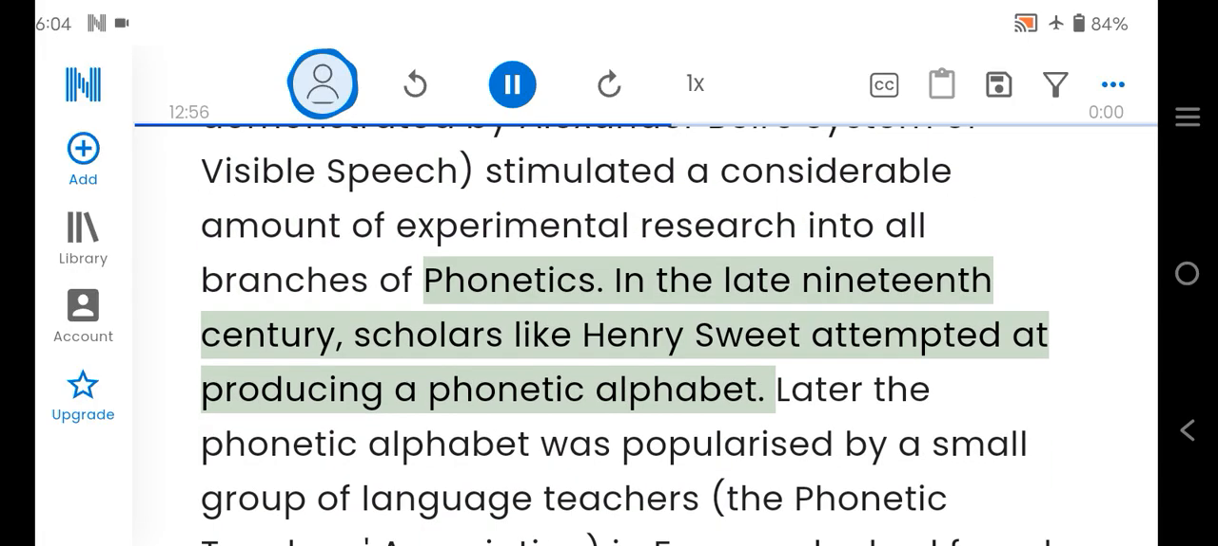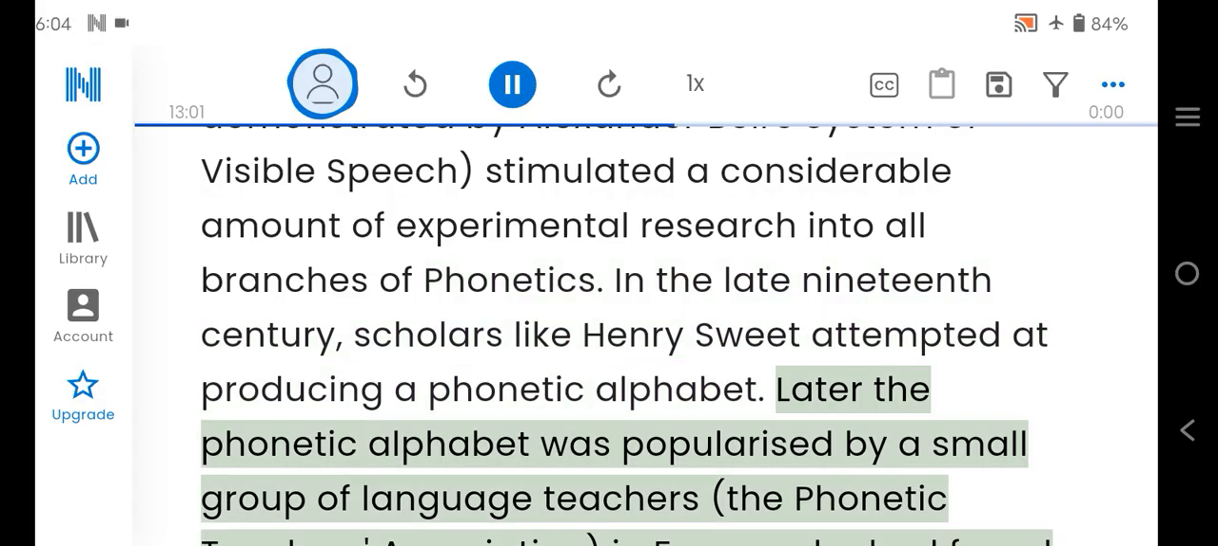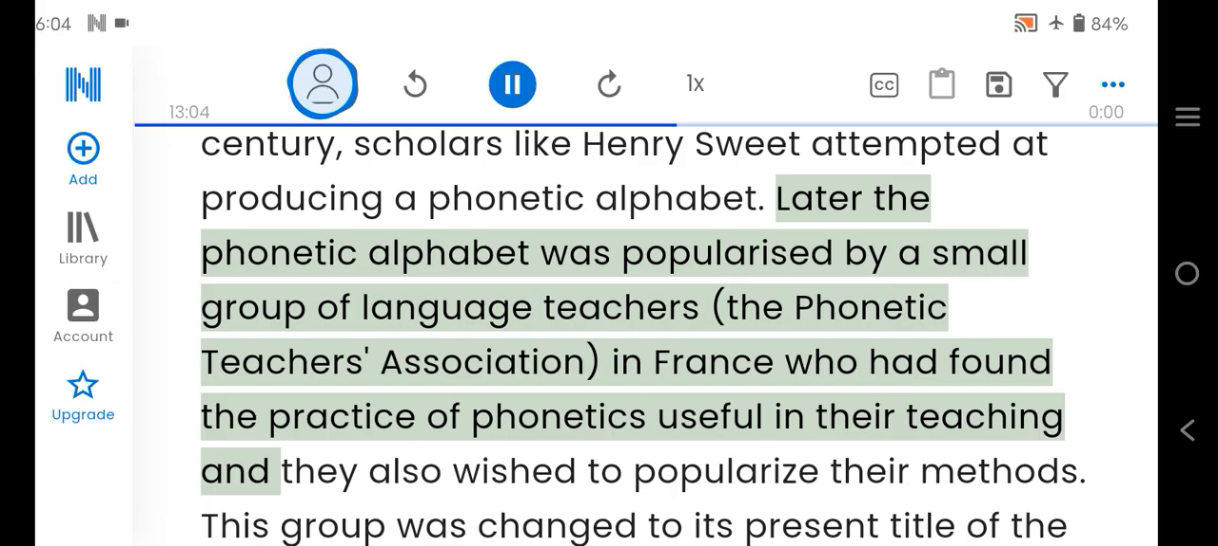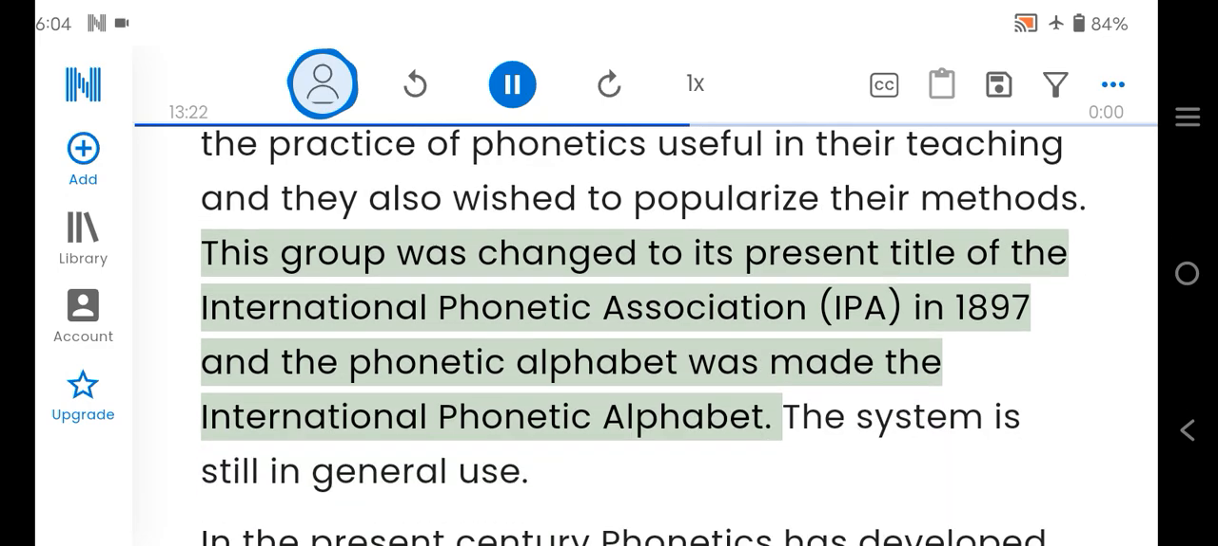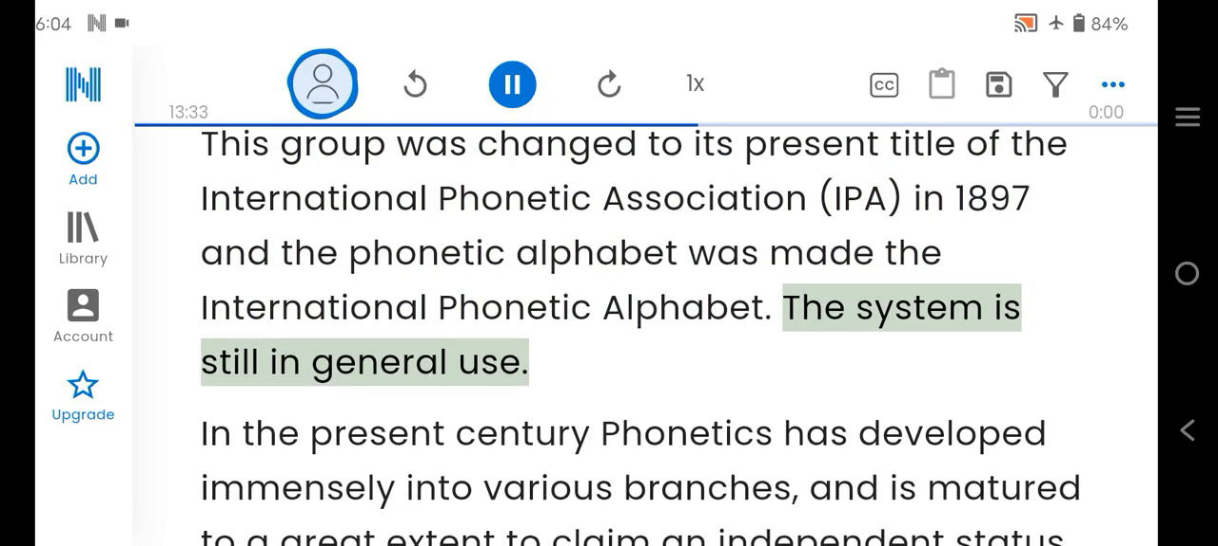phonetics. In the late 19th century, scholars like Henry Sweet attempted at producing a phonetic alphabet. Later, the phonetic alphabet was popularized by a small group of language teachers, the Phonetic Teachers Association, in France, who had found the practice of phonetics useful in their teaching, and they also wished to popularize their methods. This group was changed to its present title of the International Phonetic Association, IPA, in 1897, and the phonetic alphabet was made the International Phonetic Alphabet. The system is still in general use.